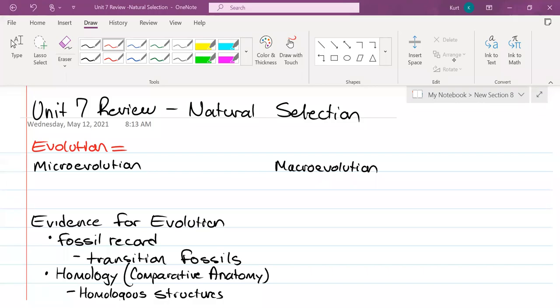Okay, today is the Unit 7 review on natural selection. We have no time to waste. Let's get started. Evolution, by definition, is change over time.